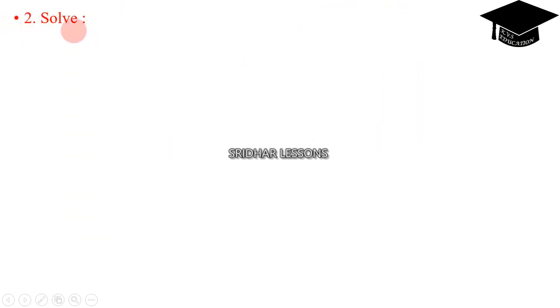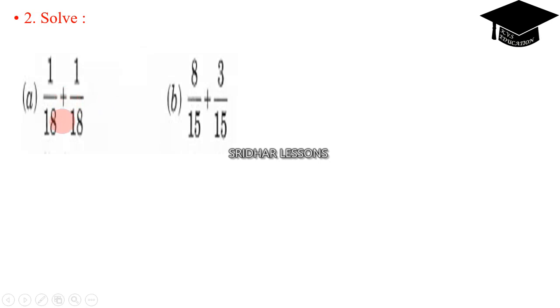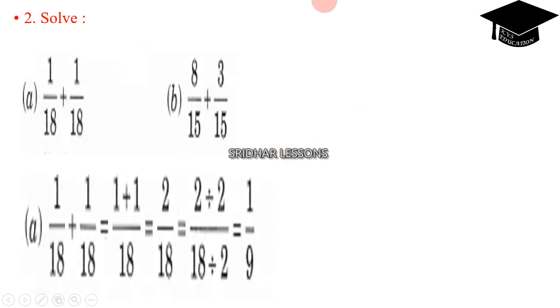Second problem, solve 1 by 18 plus 1 by 18. Because they have the same denominator, we will directly add 1 plus 1. This equals 2 by 18. And further by cancellation, the value will become 1 by 9.